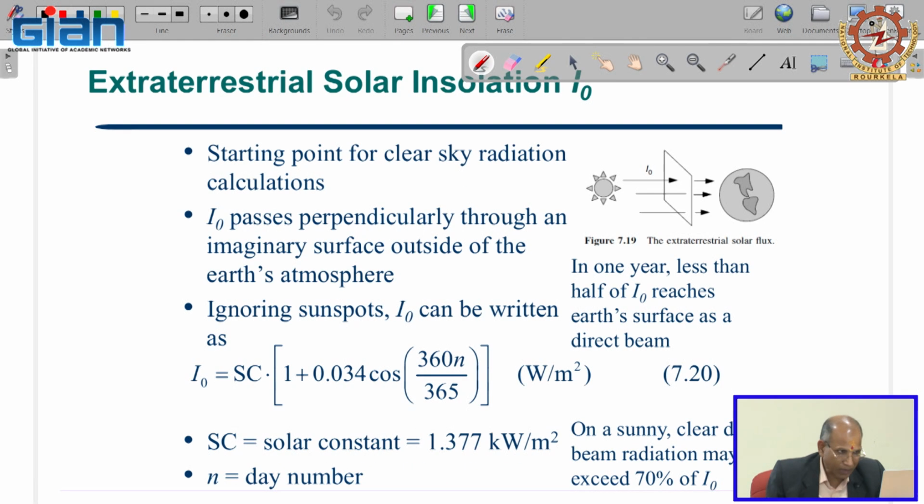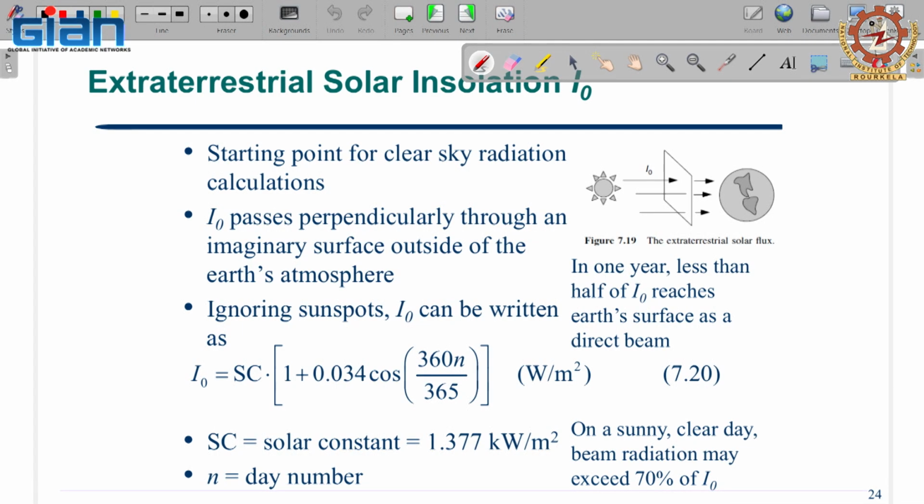Here basically you see that whatever we talk about on the Earth surface, we have this solar constant. How much insolation is there on the Earth surface? 1377, right?